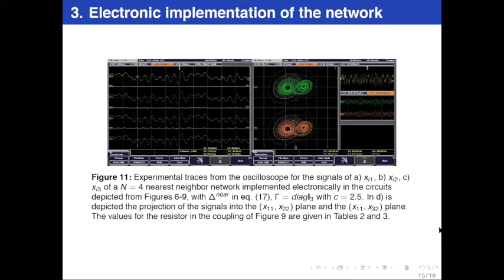The experimental traces from the oscilloscope of the systems are given here in figure 11. It can be seen that for the nearest neighbor connection, the following results were obtained. In this case, we have the signal of the state x1 for the first node. Here we have the signal of the same x1 state, but for the node 2. Here for the node 3, and at last for the node 4. All these traces correspond to the x1 state.